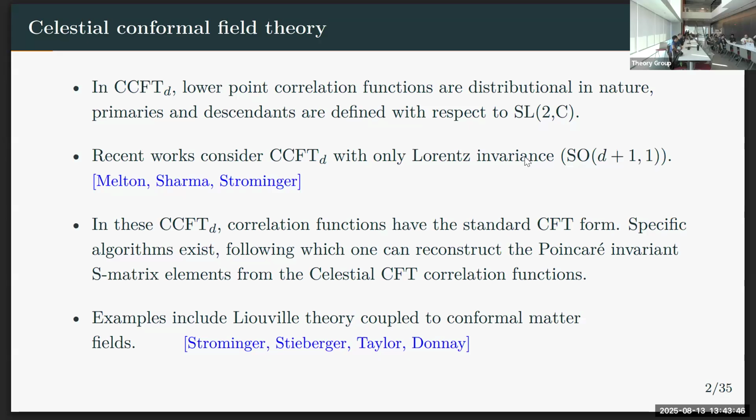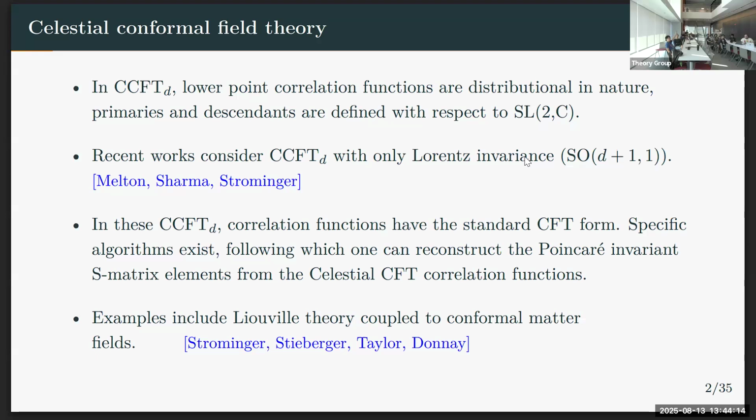Also, is the global symmetry group just Lorentz, or is it BMS? Right. So the global symmetry group will be Poincaré. I'm not talking about BMS yet. So let's be finite for now. It is the full Poincaré group. But the primaries and descendants are defined with respect to the Lorentz group, which is the subgroup of Poincaré.